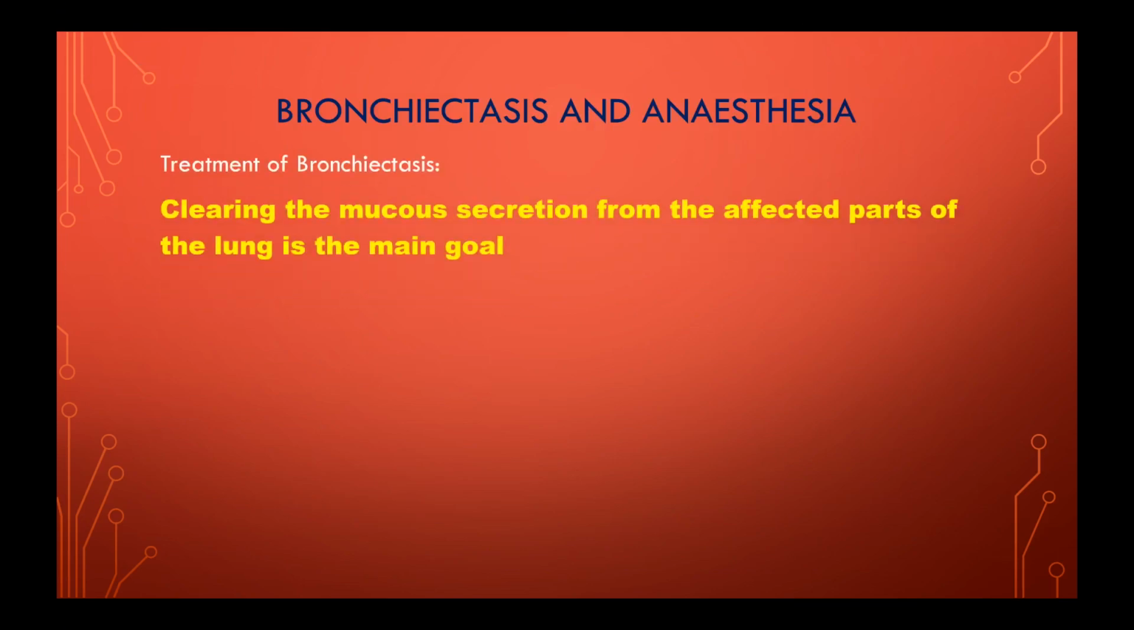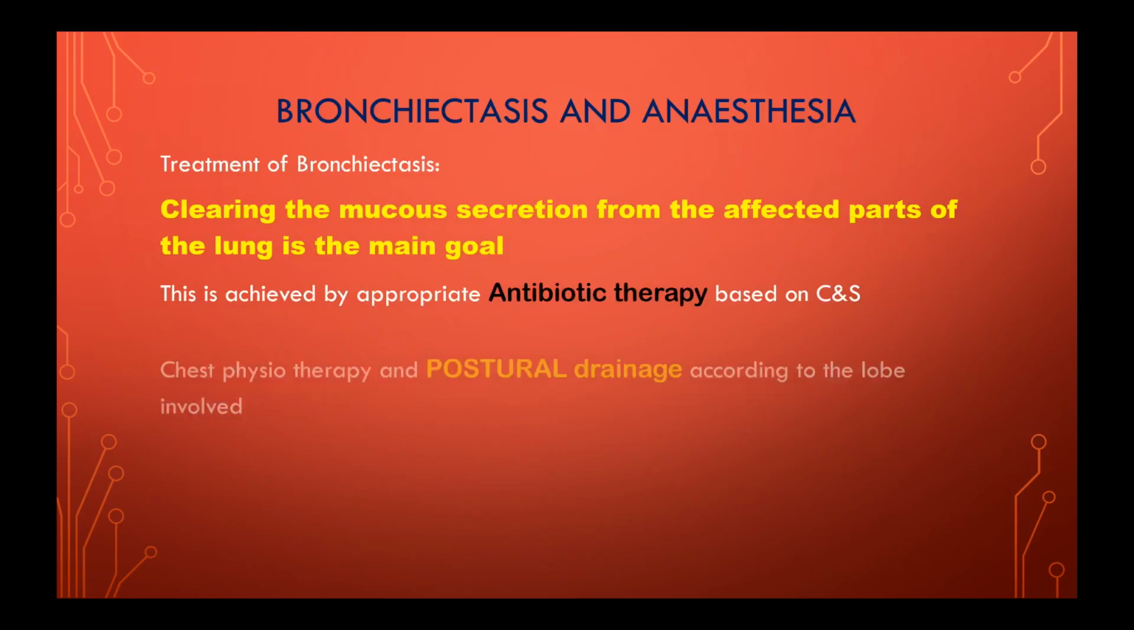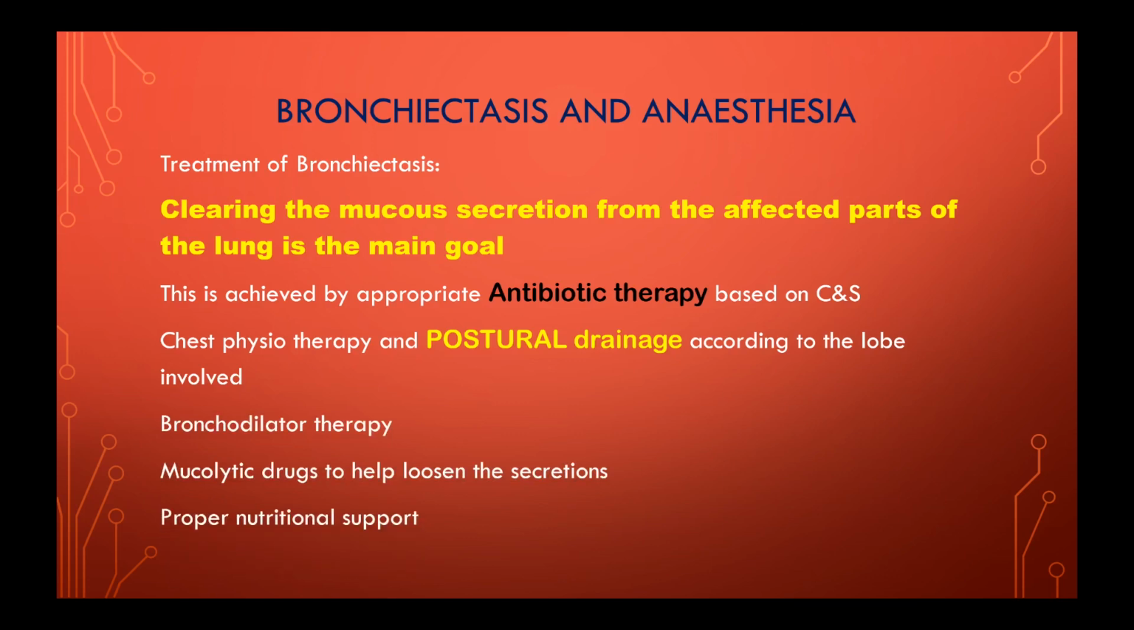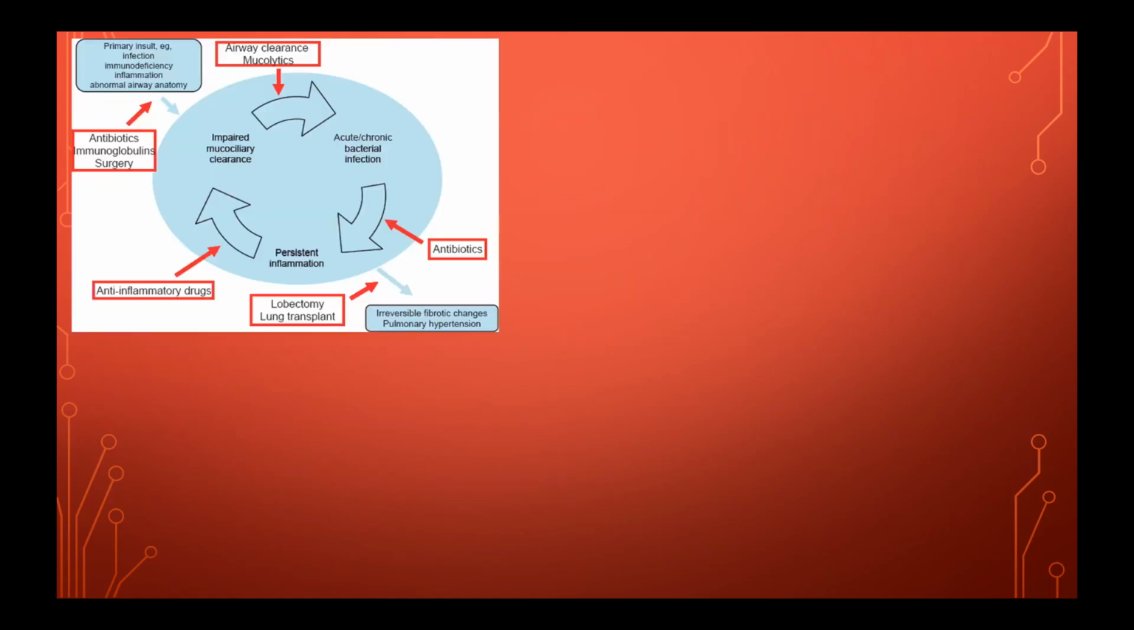Initial treatment or optimization is used to clear the mucus secretion from the affected parts of the lung, achieved by antibiotic therapy based on the culture sensitivity, and chest physiotherapy and postural drainage according to the lobe involved is a very important way of preparation and therapy. Then use bronchodilator therapy, even though this is a mechanical obstruction, some amount of bronchodilation may help. Mucolytics to help clear the secretions. Proper nutrition, and any lack of nutrition should be corrected before surgery, so that the patient can withstand the surgery.